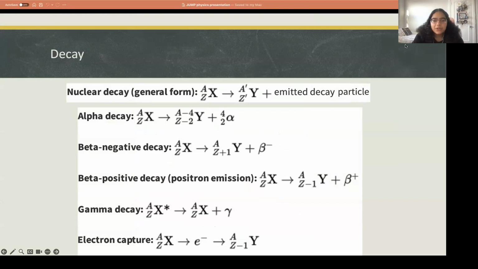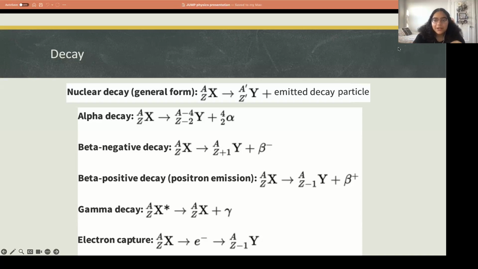So these are the general formulas to know. The general formula of nuclear decay is at the top there, and it's that you'll have your mass number A and your atomic number Z of your species, like X. So that could be carbon, beryllium, any atom. And then you also do have access to the periodic table. And then it'll change to a new atomic number or new mass number, and then also emit a particle.